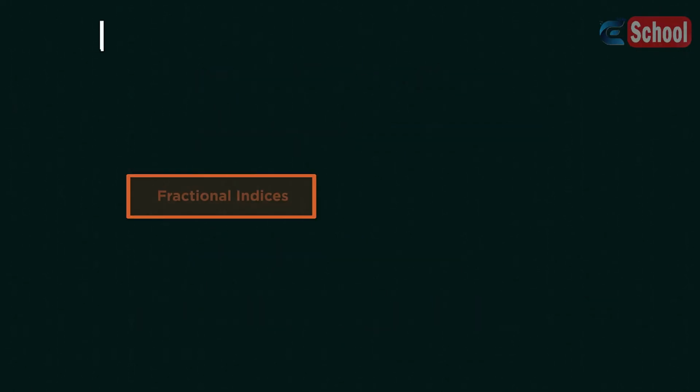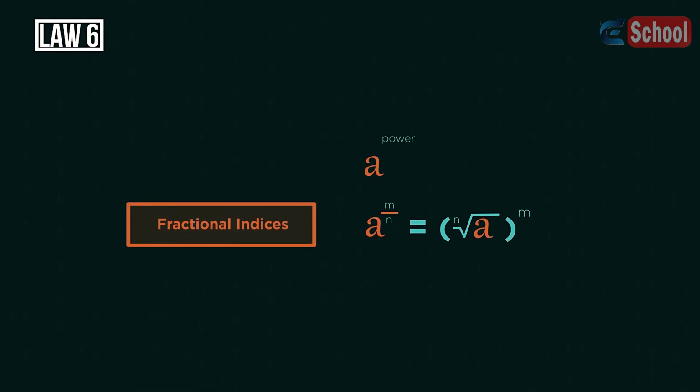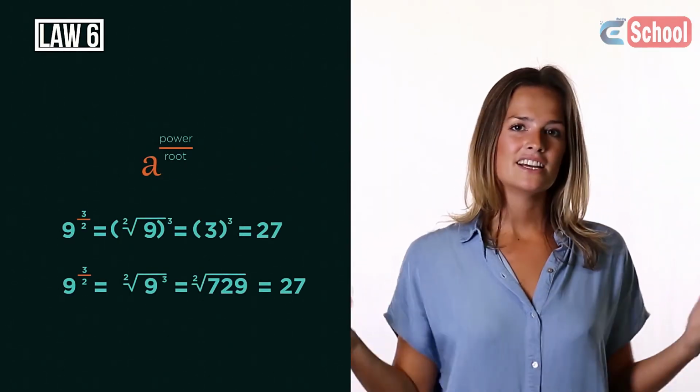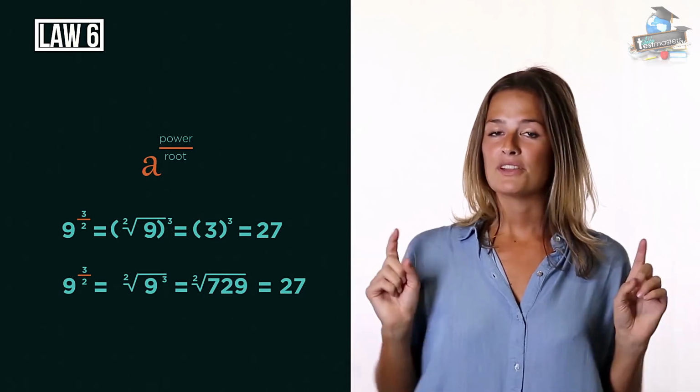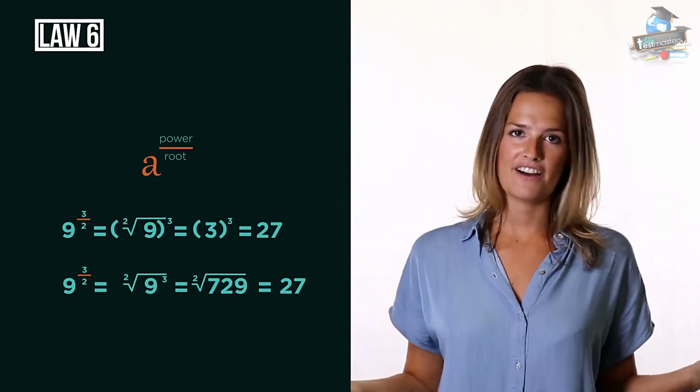So this is the law of fractional indices. I just think of it as power over root. The power is on top because it makes things bigger, and the root is on the bottom because it makes things smaller, so power over root. I always do the root first and the power second to keep the numbers small, but you can actually do either one first, it doesn't matter.